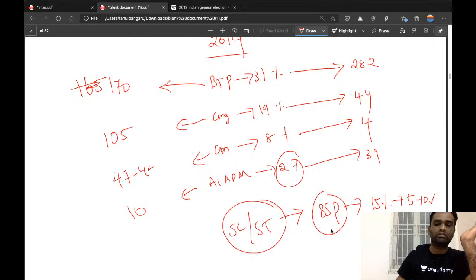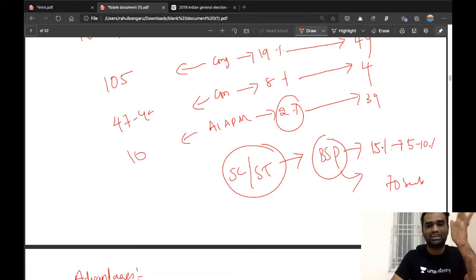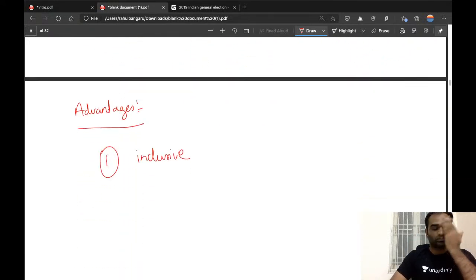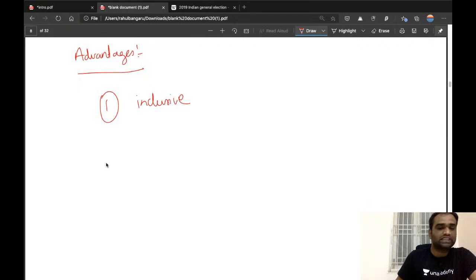But in the list system, they will be getting around how many seats? They will be getting around 70 seats, which will be very huge. It adequately represents minority interests in Parliament. I'm not saying that BSP is actually looking out for the interests of minorities. No, normally the scheduled caste and scheduled tribe population vote for BSP. That's a trend. So this proportional representation system will be more inclusive compared to the first past the post system. And the second advantage is that there will be no wastage of votes.